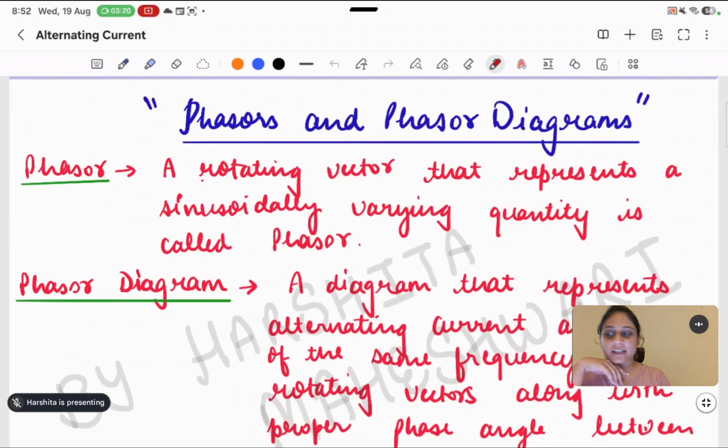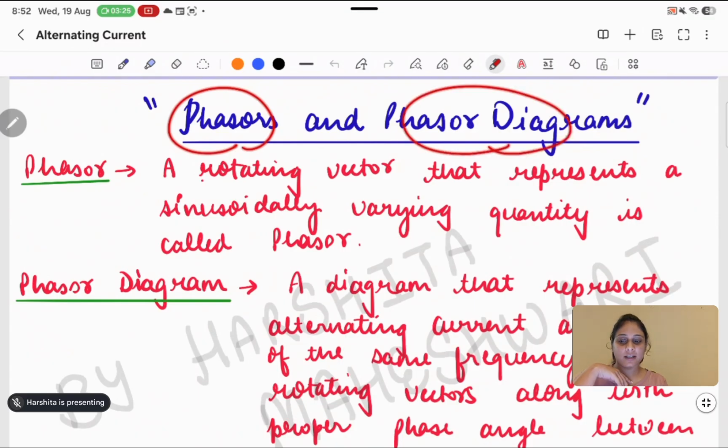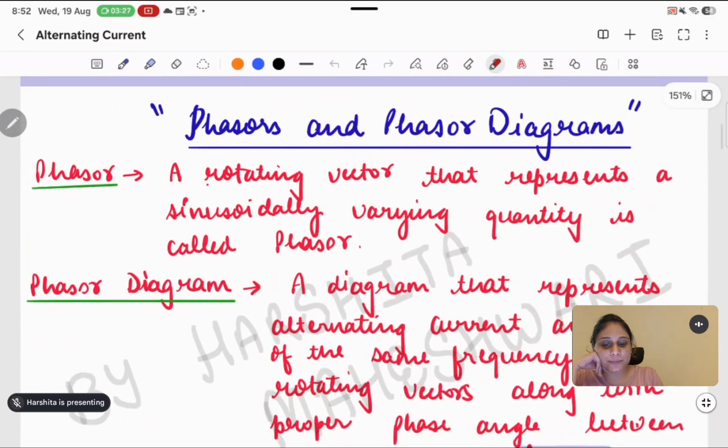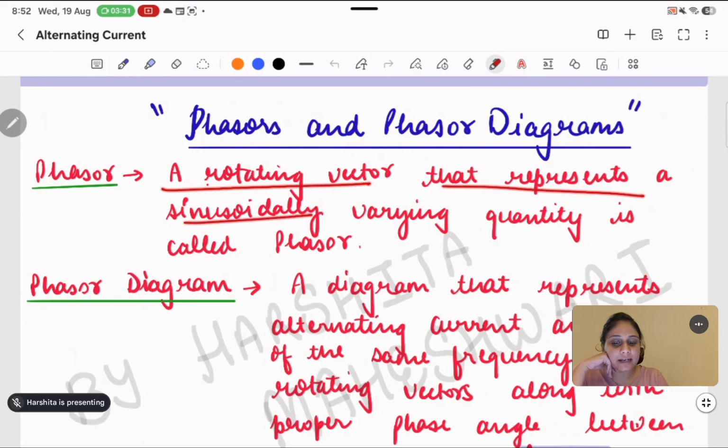So now I'm starting with the next topic, which is phasors and phasor diagrams. So what is a phasor? A phasor is basically a rotating vector that represents a sinusoidally varying quantity.